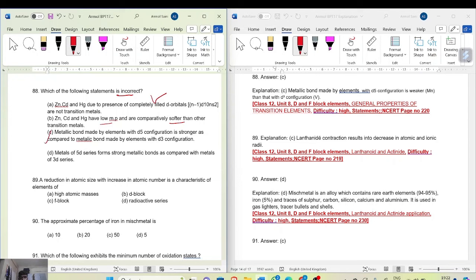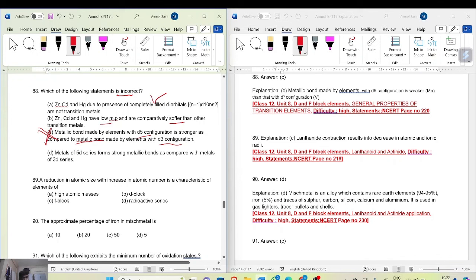And the third statement is that the metallic bond made by D5 configuration is stronger as compared to D3 configuration. This is wrong. And this is, you can say, an exception, because in D5 configuration the arrangement is such that it can't form strong metallic bonds due to its 3D geometry. That's why D3 configuration has more metallic strength, because D5 has not that structure which supports higher metallic bond strength. So this statement is incorrect.